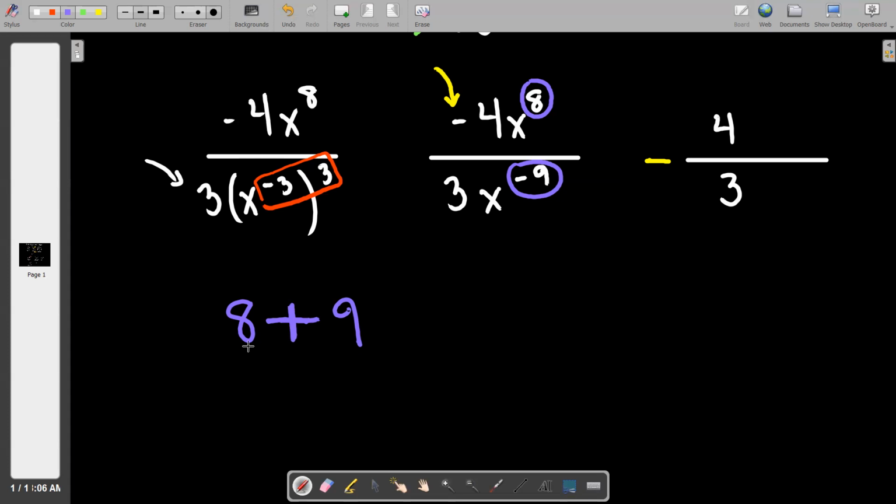Where shall we put him? On the top, because it's positive 17. Final answer. Got it? Okay. But okay, we're 37.5% of the way done with our examples. 3 out of 8. Hey, good. All right.